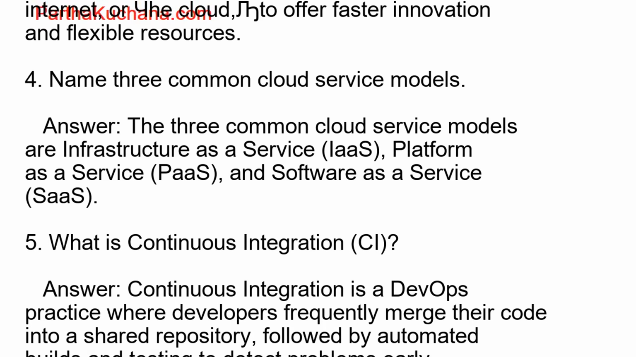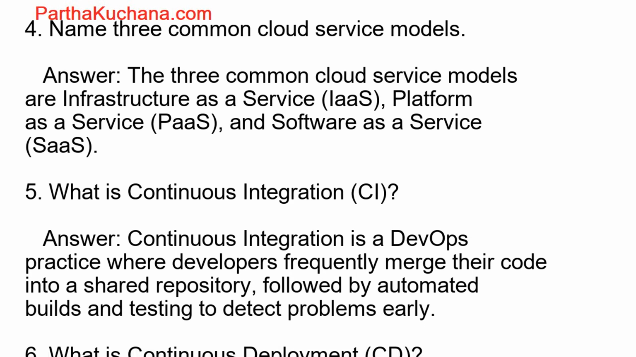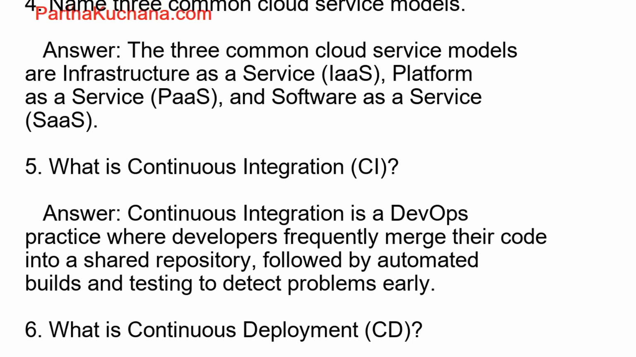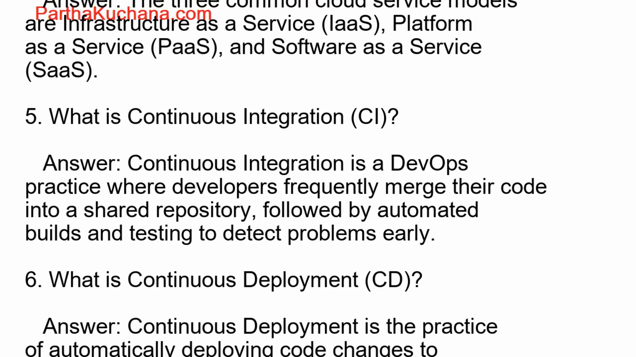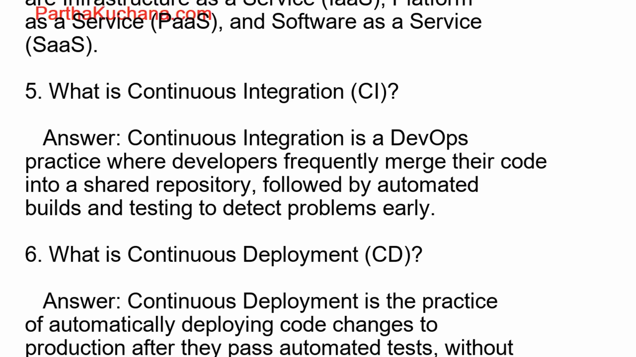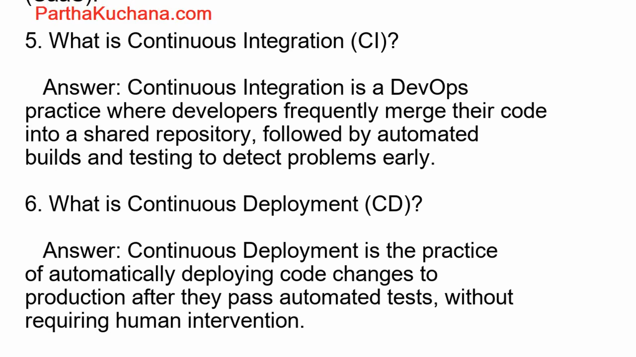6. What is continuous deployment (CD)? Answer. Continuous deployment is the practice of automatically deploying code changes to production after they pass automated tests, without requiring human intervention. 7. Explain the difference between continuous delivery and continuous deployment.